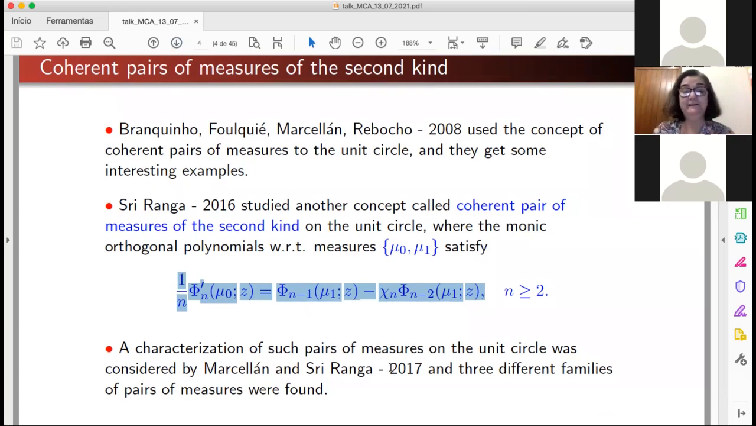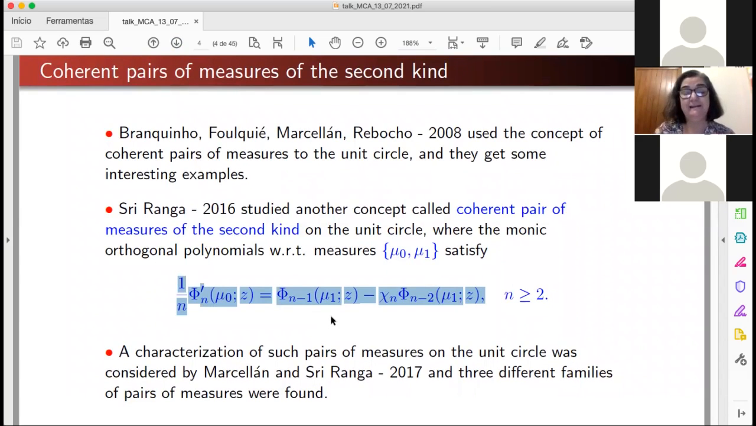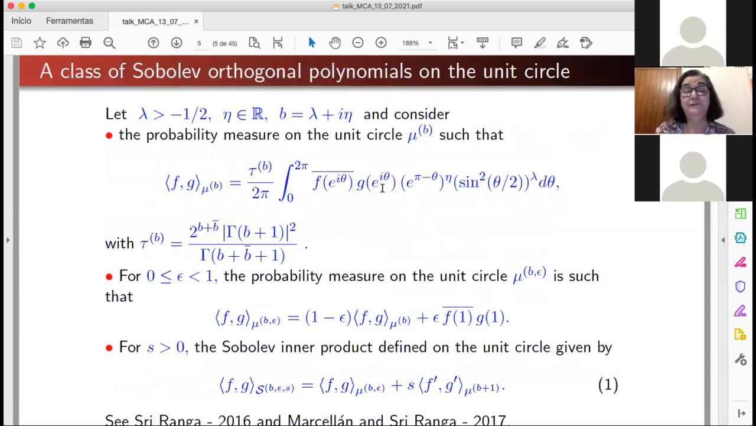In 2017, Paco and Ranga characterized all the pairs of measures that have this characteristic, and they found three different families of pairs of measures that satisfy this. They also studied the Sobolev orthogonal polynomials. Today we are going to deal with one of these classes, because the title of the talk is a class of Sobolev polynomials.